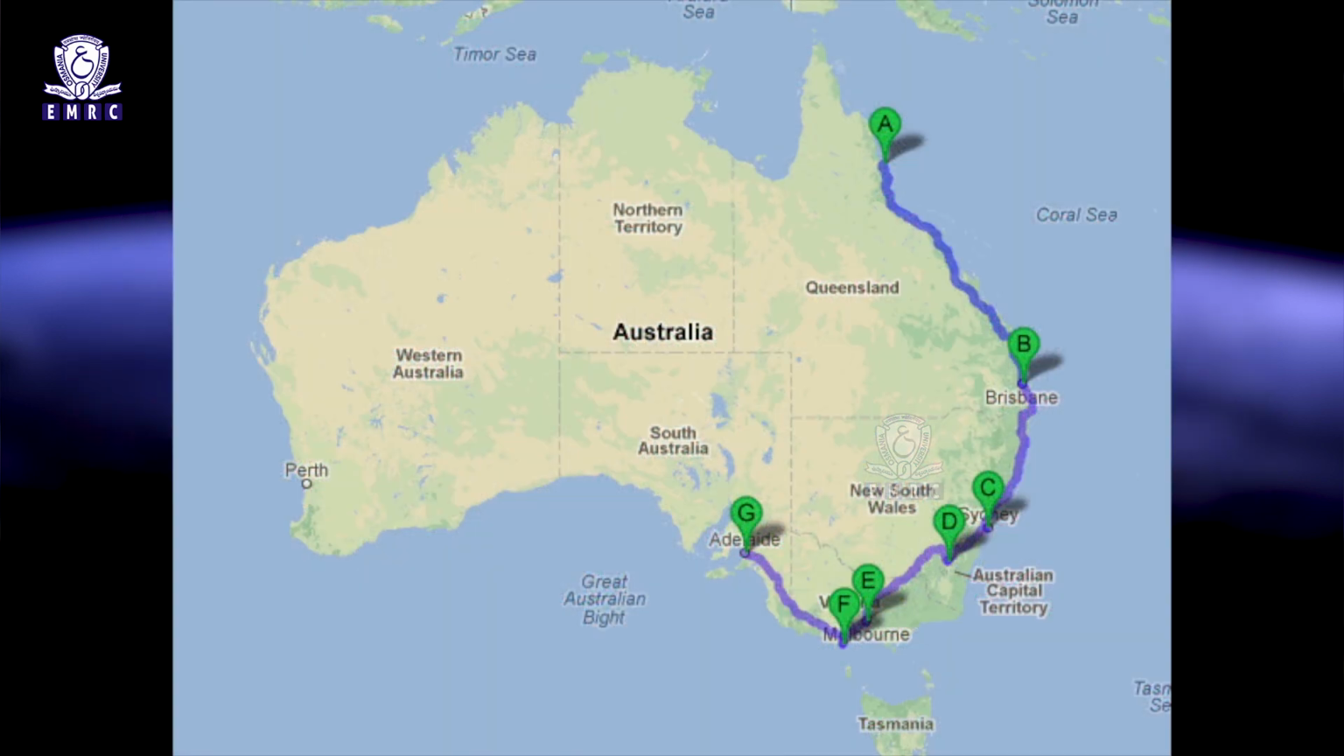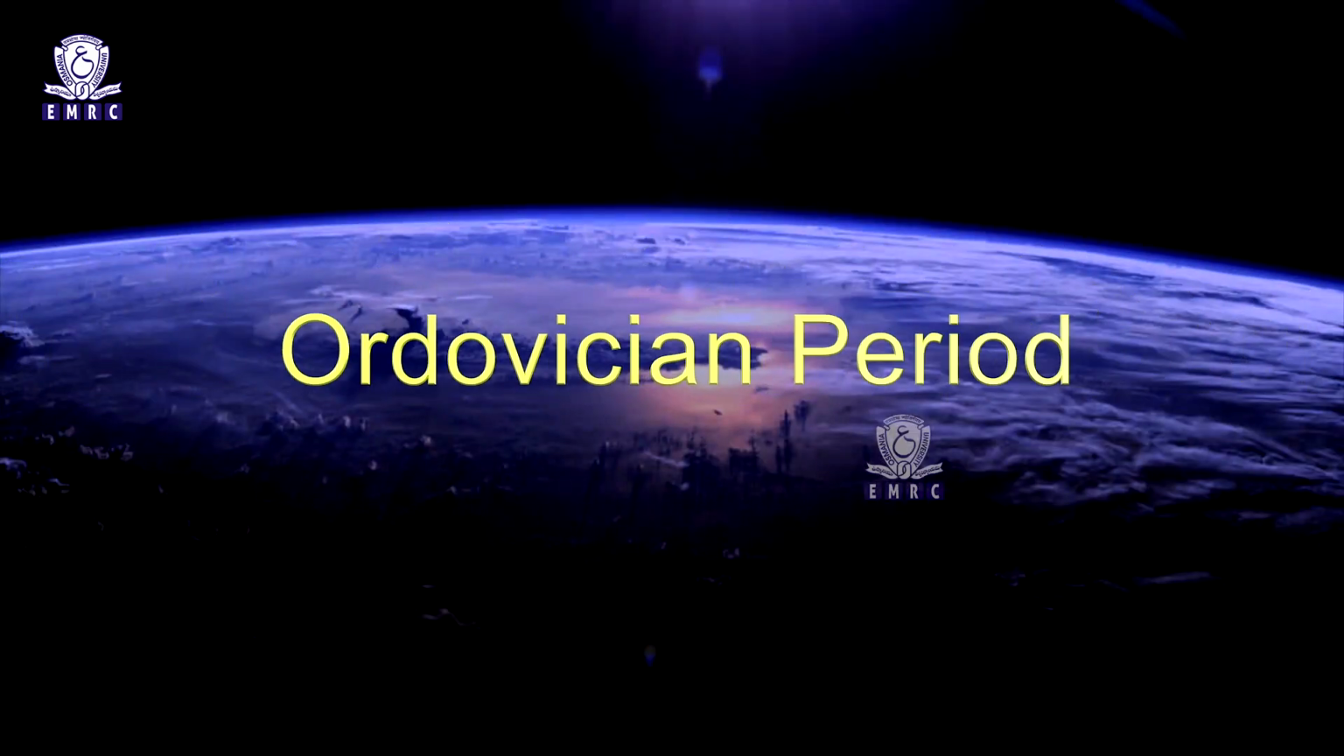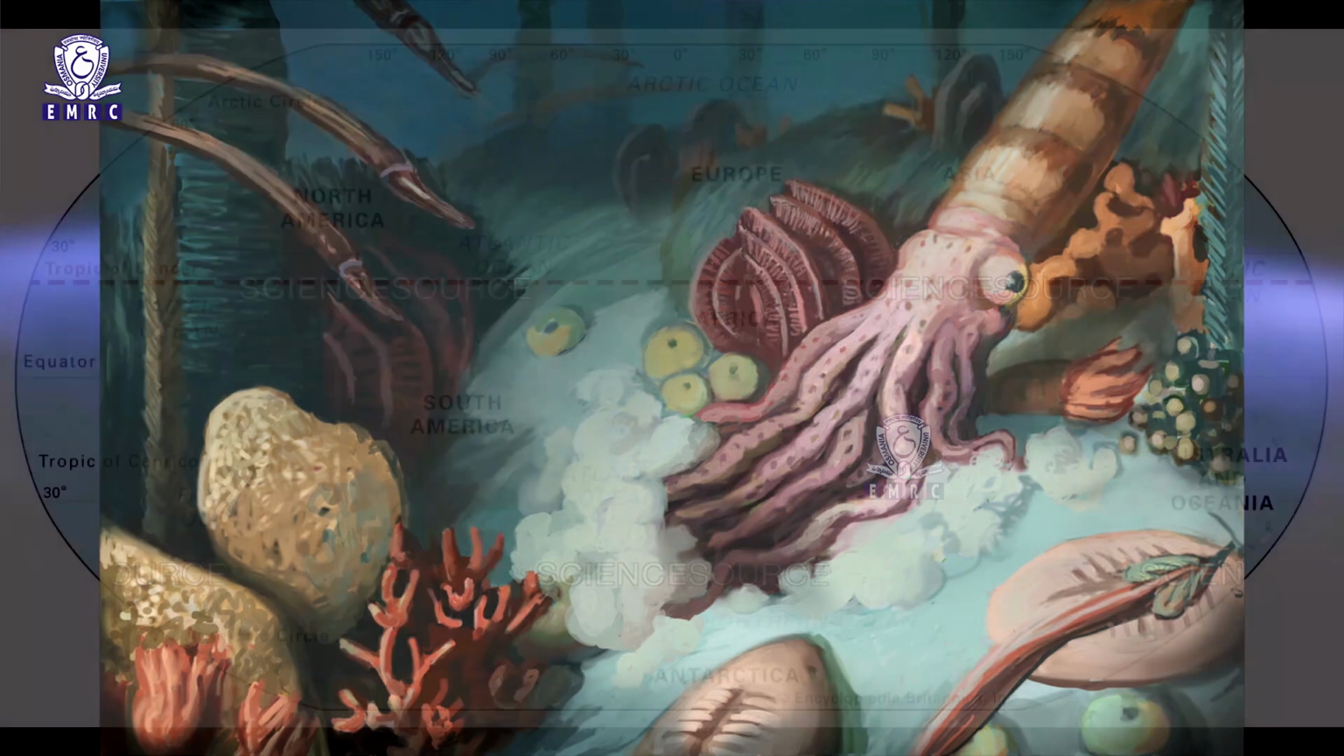The Great Barrier Reef, located off the east coast of Australia, and the coral reefs of Morocco are believed to have formed during this period. Ordovician period. The name Ordovician comes from an ancient Celtic tribe that once inhabited the region in Wales, where rock strata of this period occurred. The Ordovician period lasted almost 45 million years.